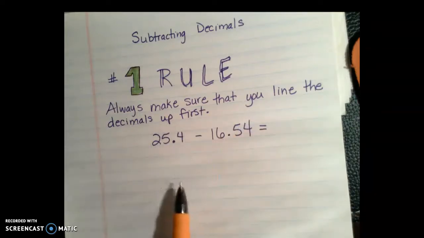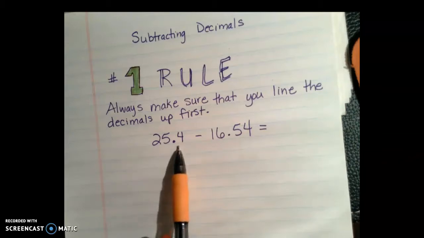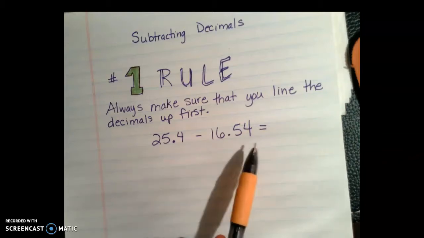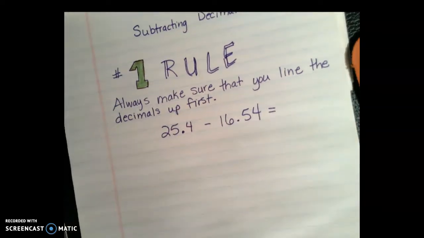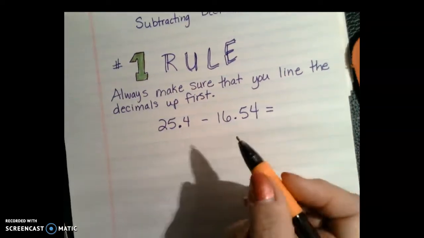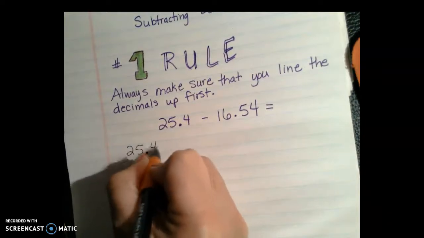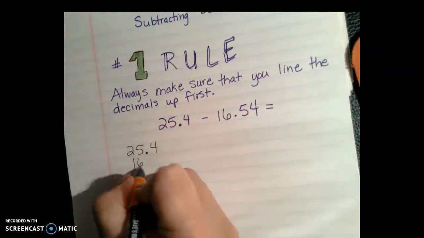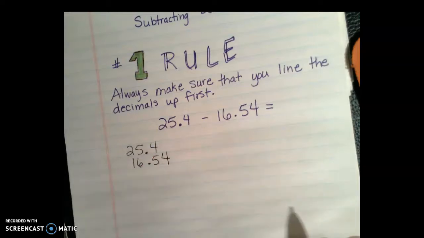So, let's look at the problem that I have here. 25 and 4 tenths minus 16 and 54 hundredths. Remember that we are not lining the numbers up, we're lining the decimal points up, which means that you have to write the problem vertically. There's a decimal point, and here is a decimal point.